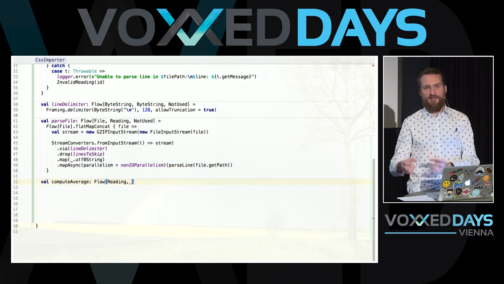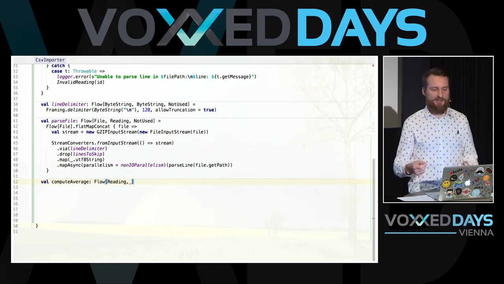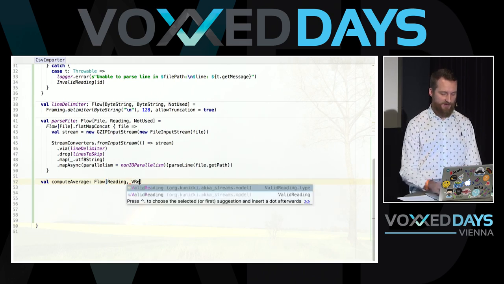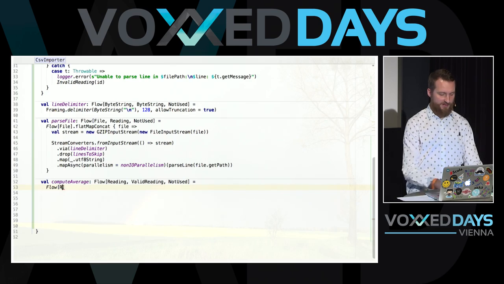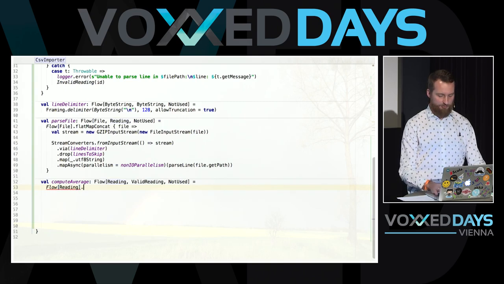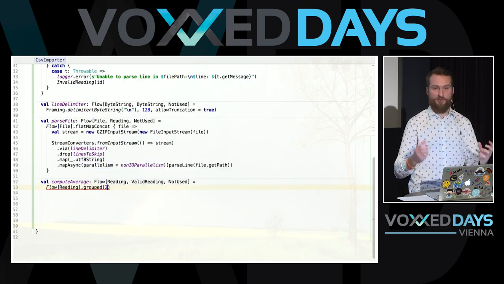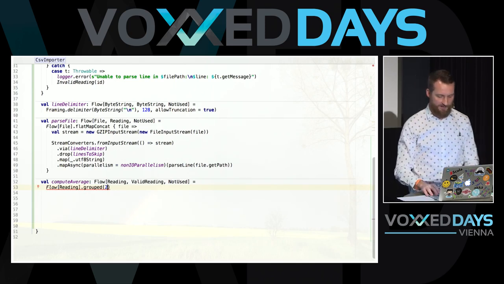But what we want to output is a valid reading which has an ID and has a value. Of course, in the case when both the lines were invalid, we would emit a dummy value. But we always want to emit something that has an ID and has a value. So we will be emitting a valid reading and not using the materialized value. So here, once again, our entry point is a flow of reading. So we have incoming readings. And what we want to do now is group them by two, because every two lines share the ID and they may contain a value.